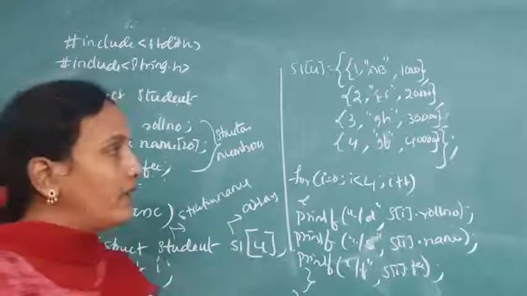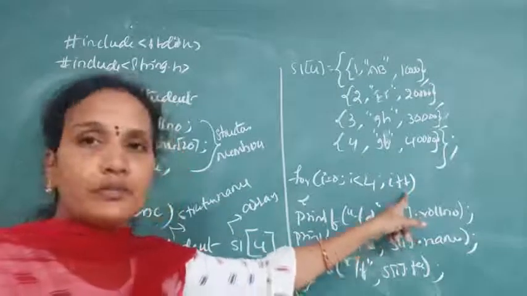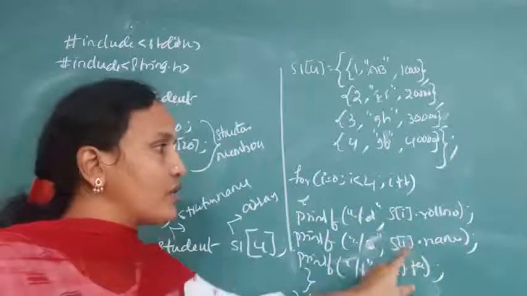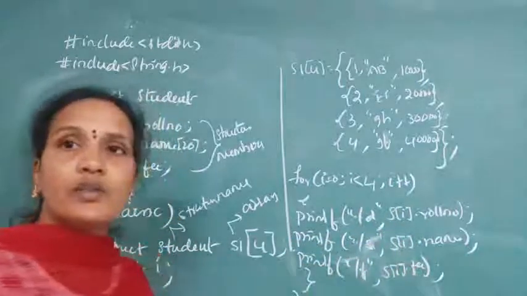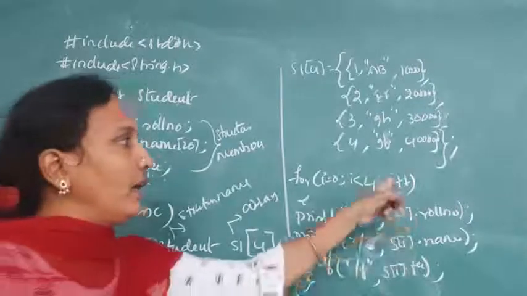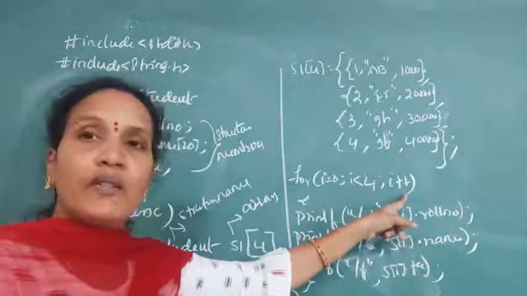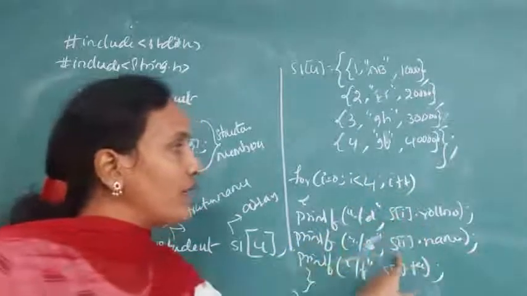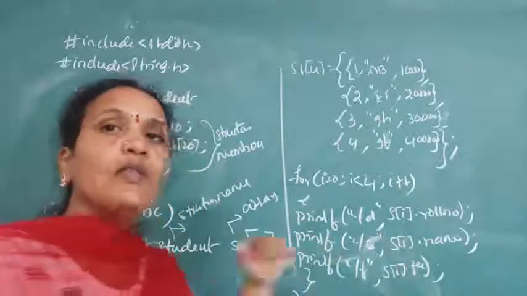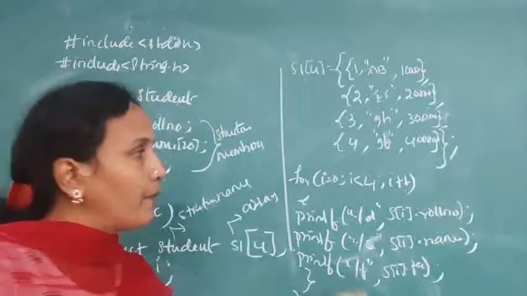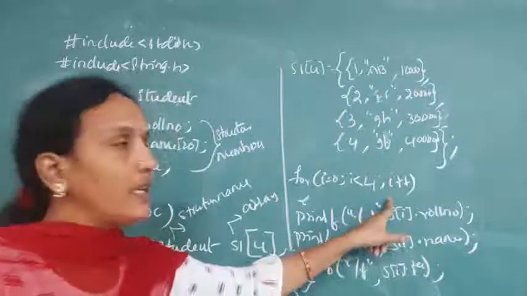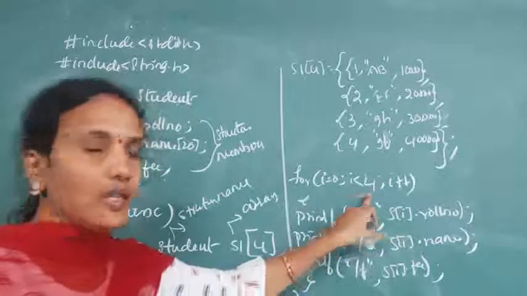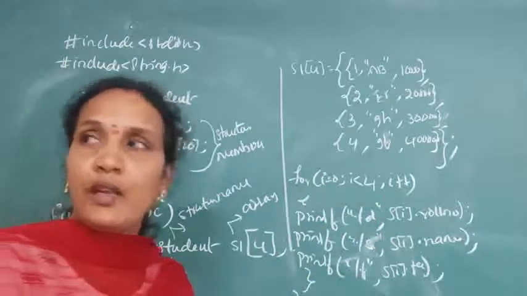Next, i equals to 2. Okay, 2 less than 4, s2 dot roll number, s2 dot name, s2 dot fee. Third student record will be printed on the screen. Now again, i is incremented. Now what is i value? 3. 3 less than 4, condition is true. So s3 dot roll number, s3 dot name, s3 dot fee. Fourth student record is printed on the screen. Next, i value is incremented. Now what is the i value? 4. 4 less than 4, condition false. The body of the loop will not be executed.